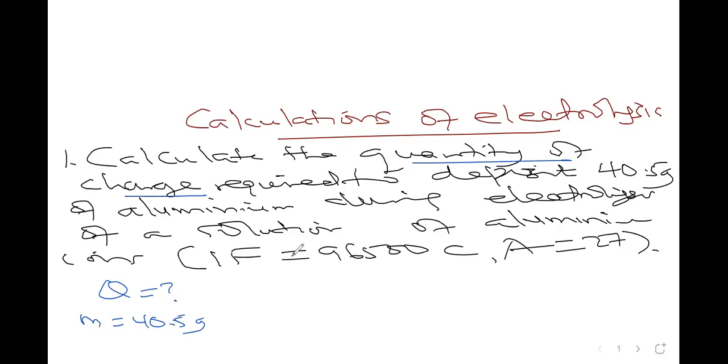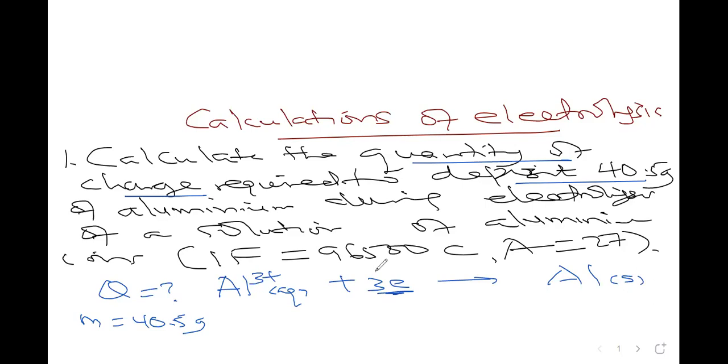What do I expect you students to do? I expect you to first of all write the equation for what they are talking about. We are depositing aluminium from aluminium ions. So aluminium ions are depositing aluminium metal. This is balanced by writing 3 electrons here. Then we should know the relationship between electrons and charge, or we should know the purpose of this. Are we together?